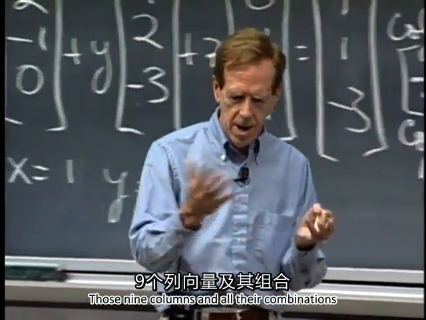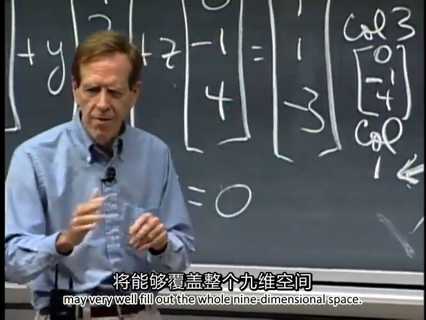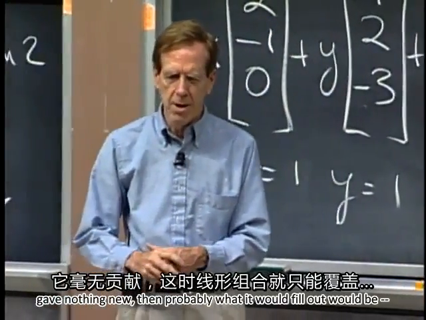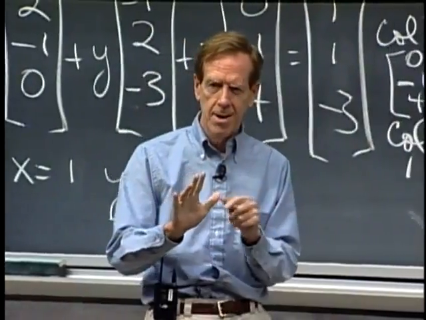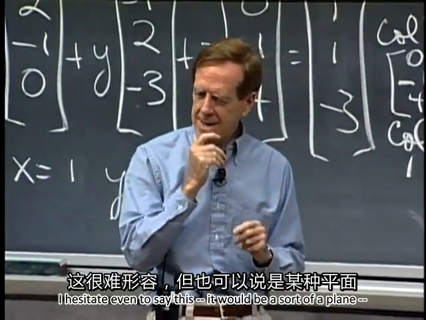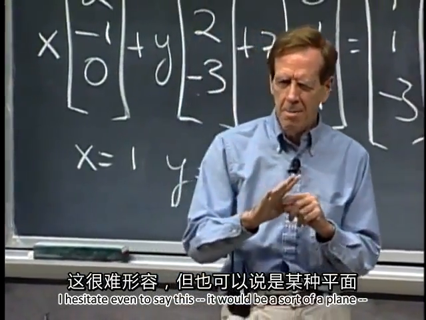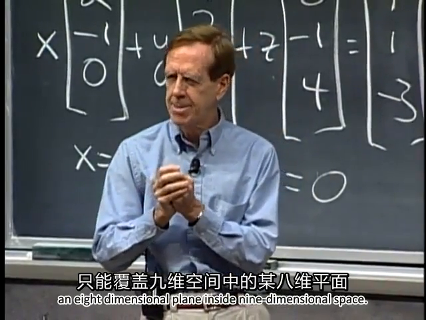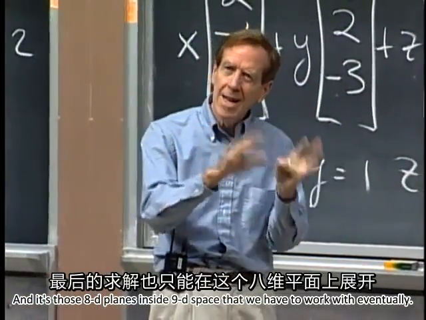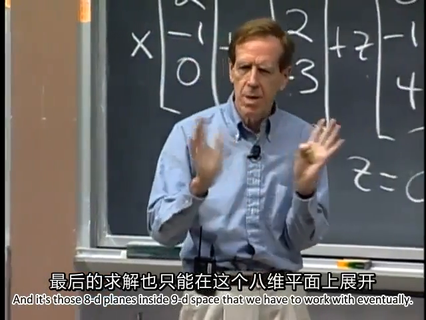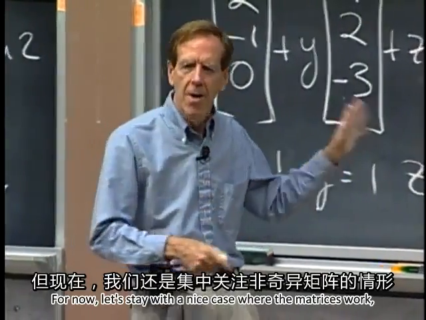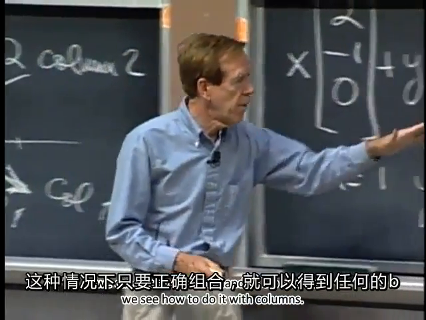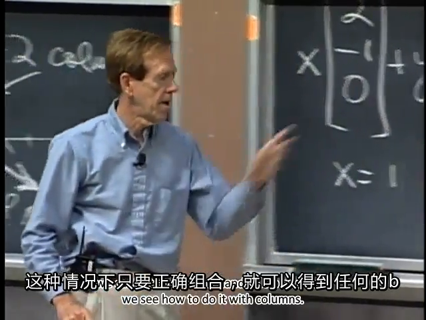Those 9 columns and all their combinations may very well fill out the whole 9-dimensional space. But if the 9th column happened to be the same as the 8th column and gave nothing new, then probably what it would fill out would be, I hesitate even to say this, a sort of plane, an 8-dimensional plane inside 9-dimensional space. And it's those 8-dimensional planes inside 9-dimensional space that we have to work with eventually. For now, let's stay with the nice case where the matrices work. We can get every right-hand side B, and here we see how to do it with columns.